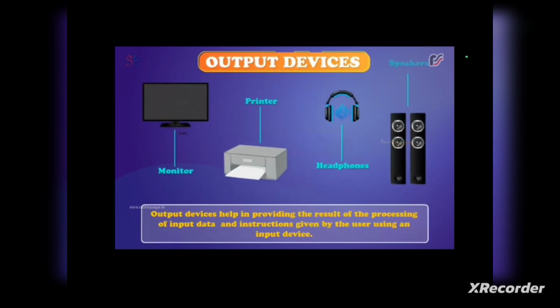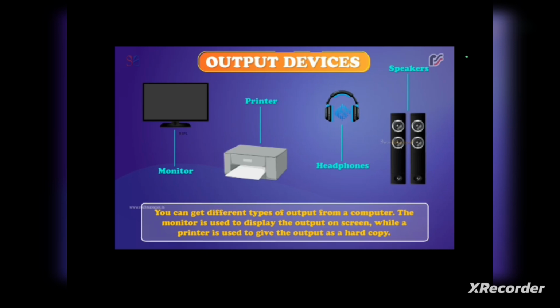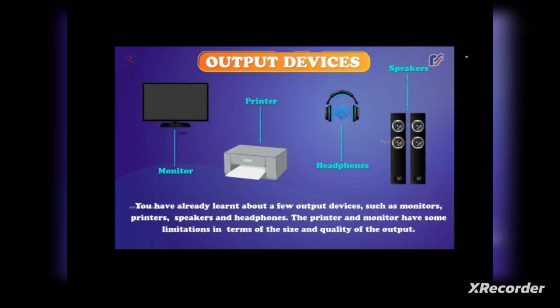Output devices. Output devices help in providing the result of the processing of input data and instructions given by the user using an input device. You can get different types of output from a computer. The monitor is used to display the output on screen, while a printer is used to give the output as a hard copy. You have already learned about a few output devices, such as monitors, printers, speakers, and headphones.